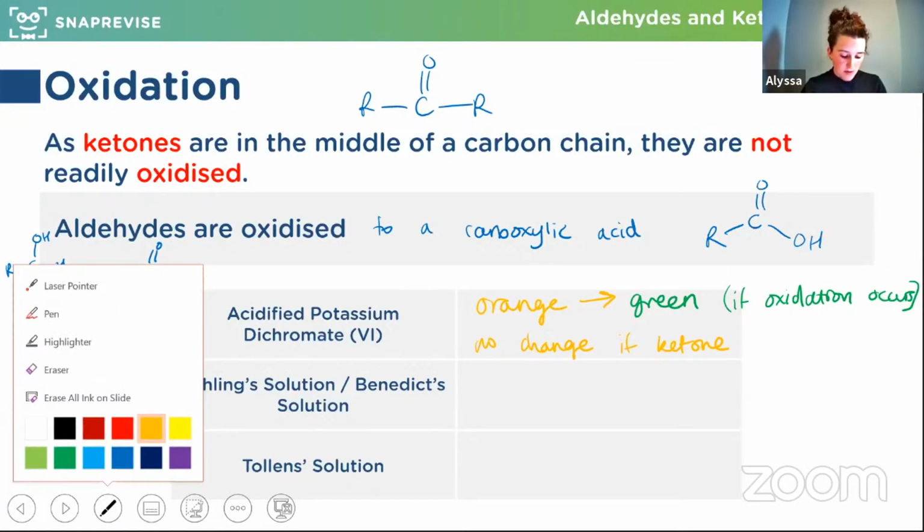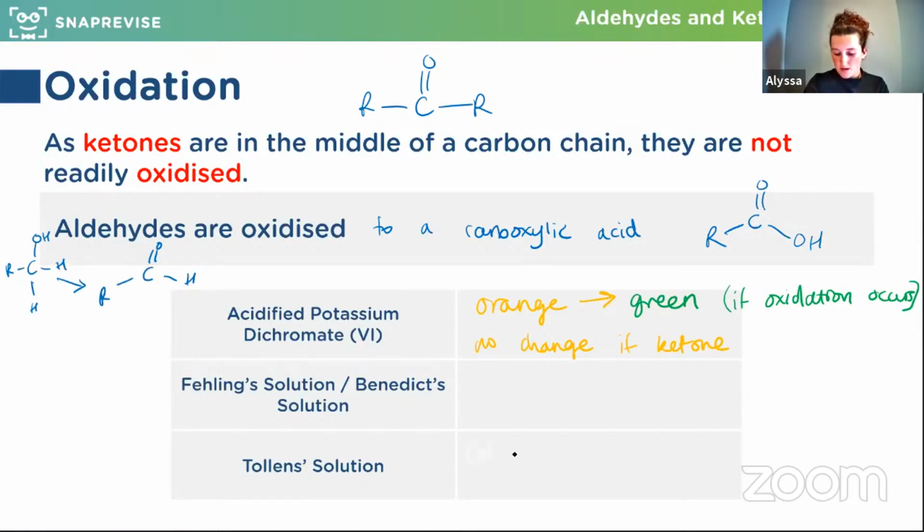Tollens, which is, looks like what you guys have got. Oh, good point. I can't remember specifically for OCR. Get your specification up and just search for Fehling's or Benedict's and see if you can see it in the specification. If it's not there, then I think you're right, it's not present.